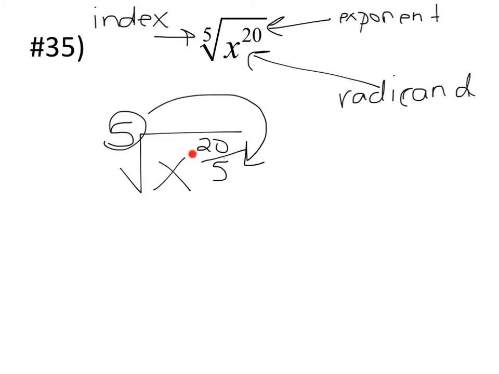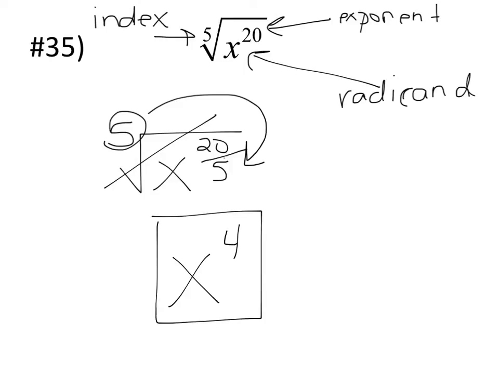And we know that when that happens, your radical symbol goes away. So when we do that, we know that 20 divided by 5 is 4. So your answer to this would just be x to the 4th. So whenever you whip that index around back and make it the denominator of your exponent, then your radical is going to go away. So you have just x to the 4th will be your answer to 35.